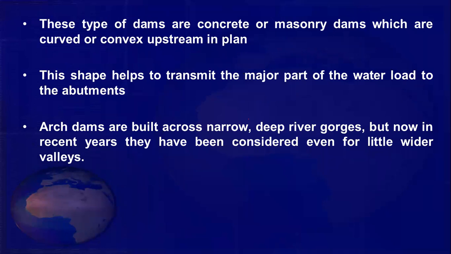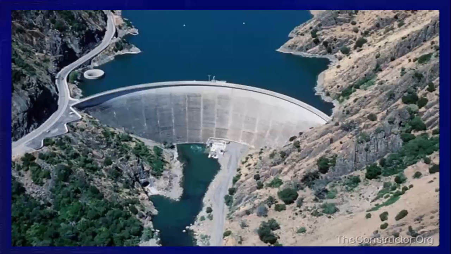This type of dam is concrete or masonry, in curve shape. The shape helps to transmit the major amount of water load. Now arch dams are built across narrow and deep river portions, but in recent years they have been considered even for little wider valleys also. So in wider valleys also this type of construction may be possible. In this image again you can see one of the arch dams. You can see that it is constructed over the valley. Now in this image you can clearly see the various rocks on both abutments.